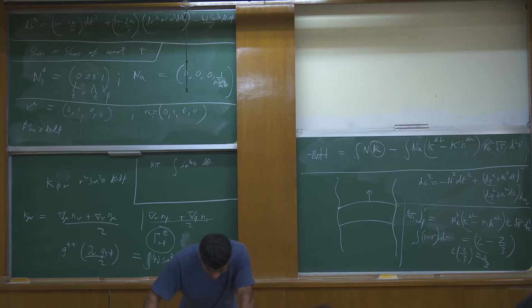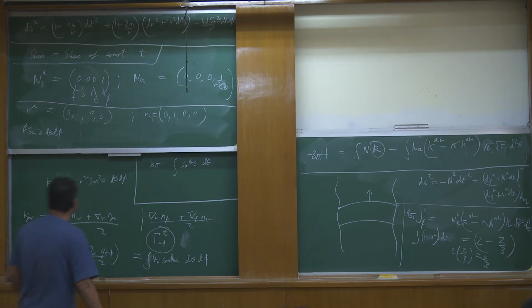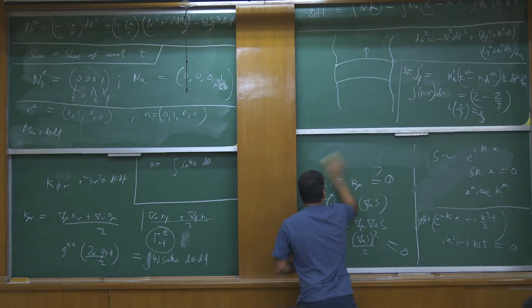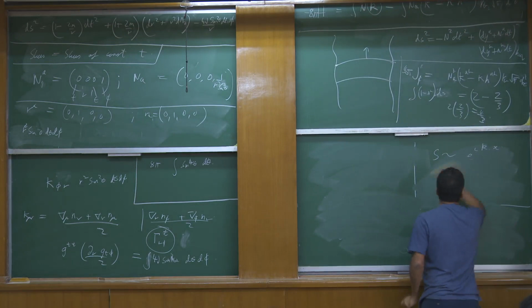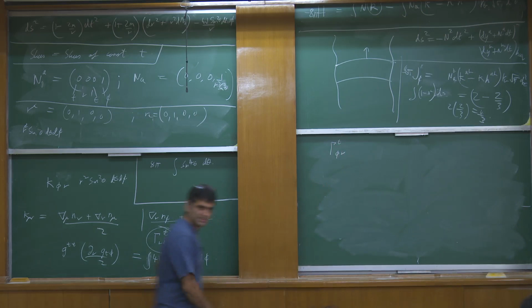Sorry, I messed up. Let me more seriously compute this gamma t phi. I think this is roughly what you were saying. Okay, let me be more serious about that. So what I want is gamma t phi r. I'll just write it out exactly, and then we'll carefully see what contributes.